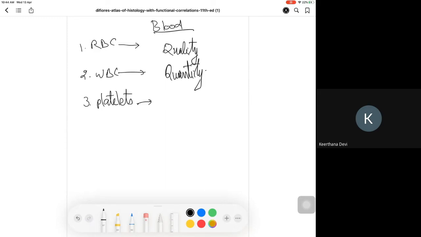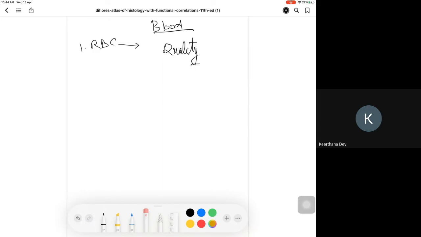Then how will you classify the, let us see the WBCs, because that's the one. Platelets, you never see it in histology, you see it in all hematology. The platelets are never seen in histology. Probably their mothers, megakaryocytes, can be seen.